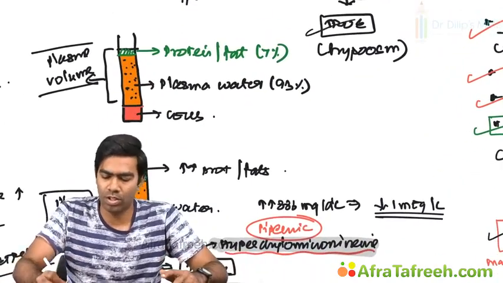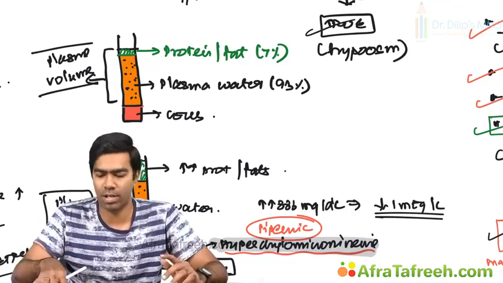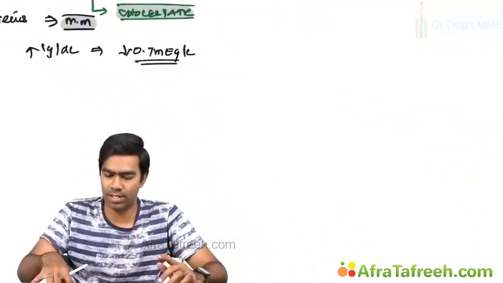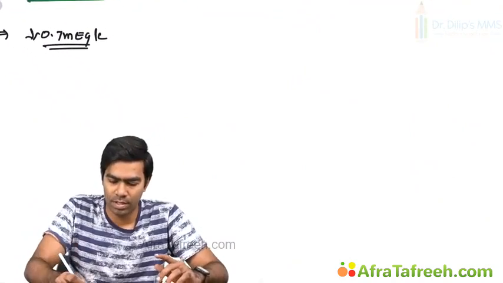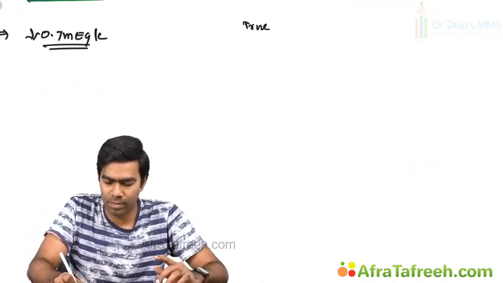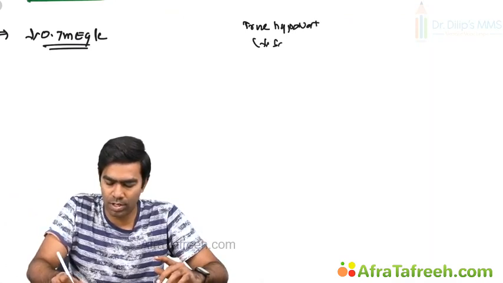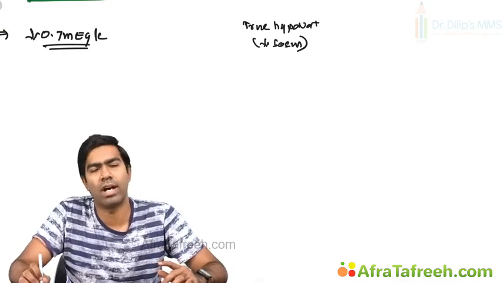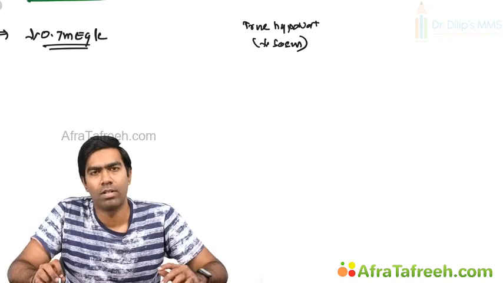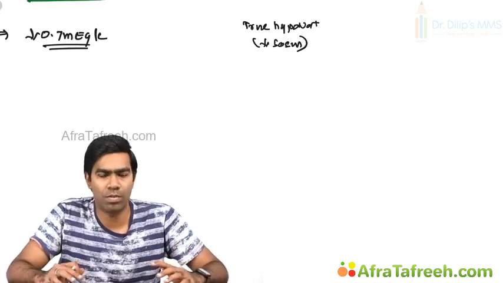But now let us move on to the true hyponatremia, that is hypoosmolar hyponatremia. I'm going to write separately here because of lack of space. So true hyponatremia, which means the patient will have low serum osmolality, otherwise referred to as hypoosmolar hyponatremia. So how will you approach a hypoosmolar hyponatremia?